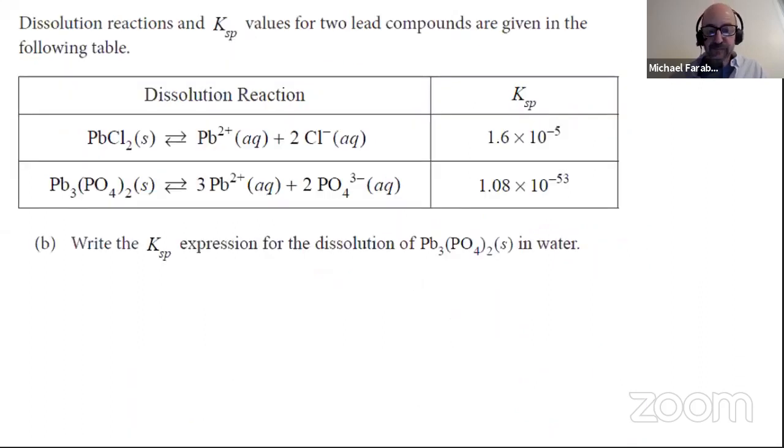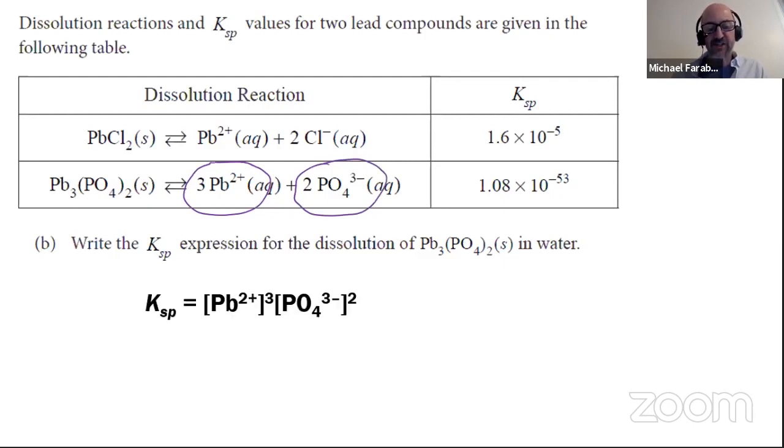Okay. Now, speaking of Ksp, we have not only lead chloride, we also have lead phosphate. So notice that we have coefficients here, and these coefficients will be featured as exponents in the Ksp expression.